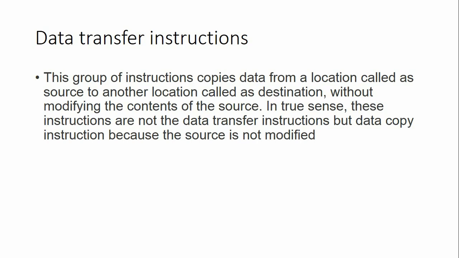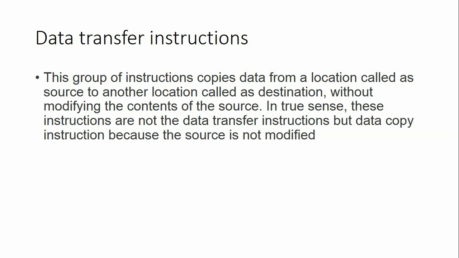First of all, what is a data transfer instruction? The first type of instructions used in the 8085 are data transfer instructions. This group of instructions copies data from a location called the source to another location called the destination without modifying the contents of the source. In the true sense, these instructions are not data transfer instructions but data copy instructions, because the source is not modified. What it is saying is that in this group of instructions, data from a location, which is called the source, is copied to another location that is called the destination.